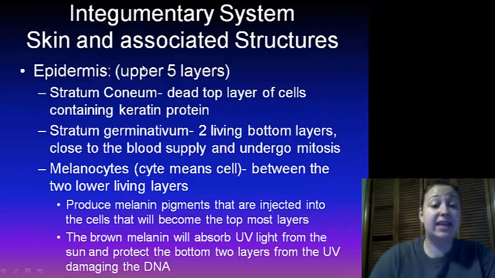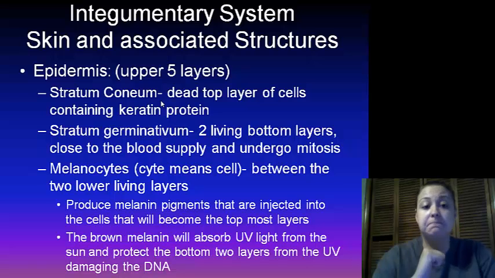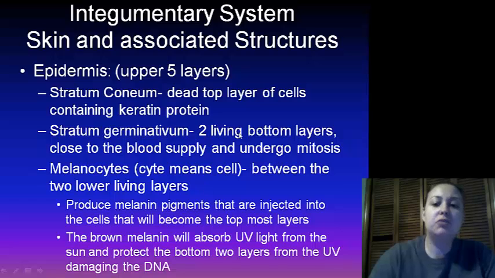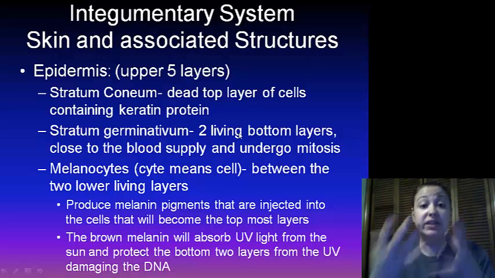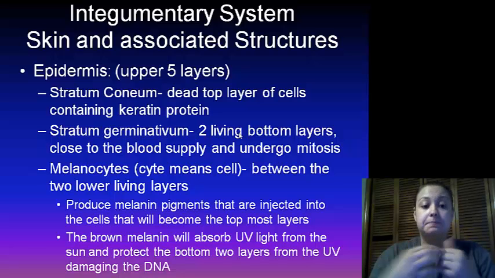Our epidermis contains 5 layers. The stratum corneum is a dead top layer that contains keratin protein. The stratum germinativum is the 2 most bottom layers, and they're living. They are close to the blood to get blood supply, and they undergo mitosis.